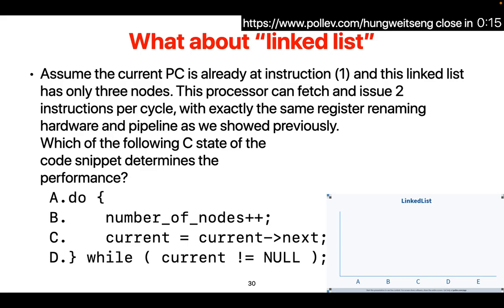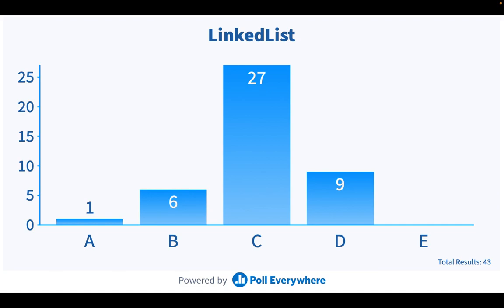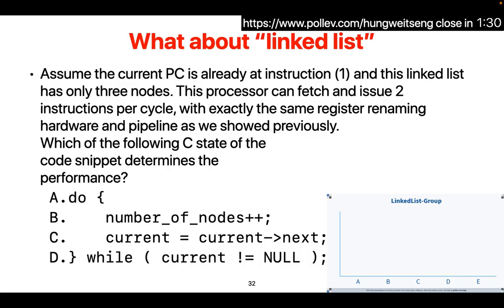All right, let's wrap up in 15 seconds. Five, four, three, two, one, time is up. Okay, so now let's see, what do you guys think? Most of you think it is C. What is C? Current equal to current next, but why? Why is C? Can I hear from you? Why is this C?